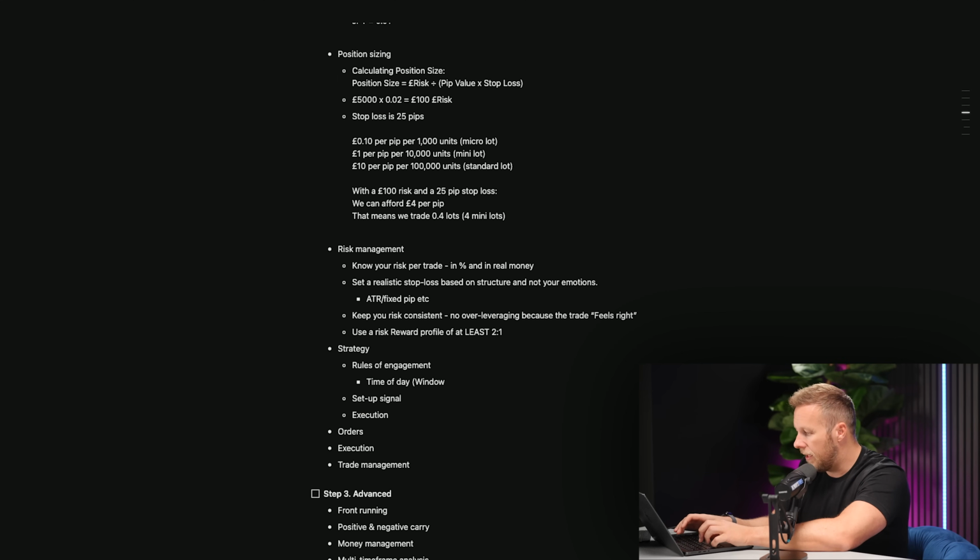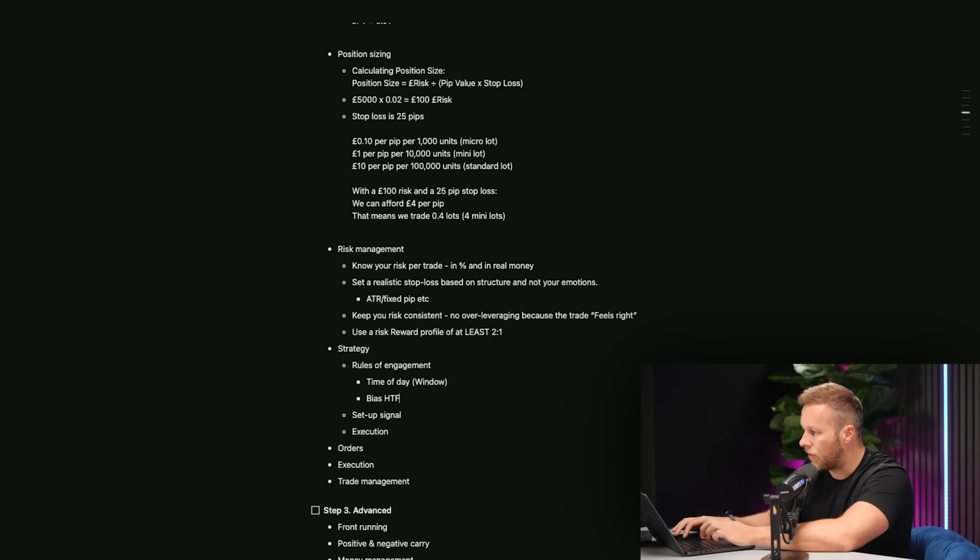So is it between 8 a.m. and 2 p.m.? It might be between 9 p.m. and 10 p.m. before you go to bed, right? It might be between the London Open and the New York Open. It might be just the London Open, 7:30 a.m. till 8:30 a.m. And that is the time window where you're looking for those setups, okay?